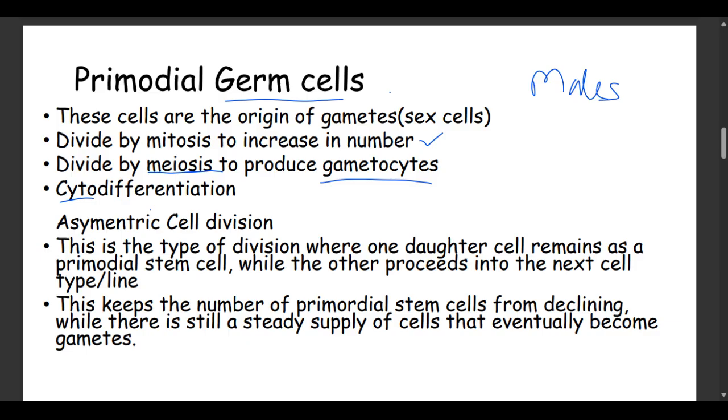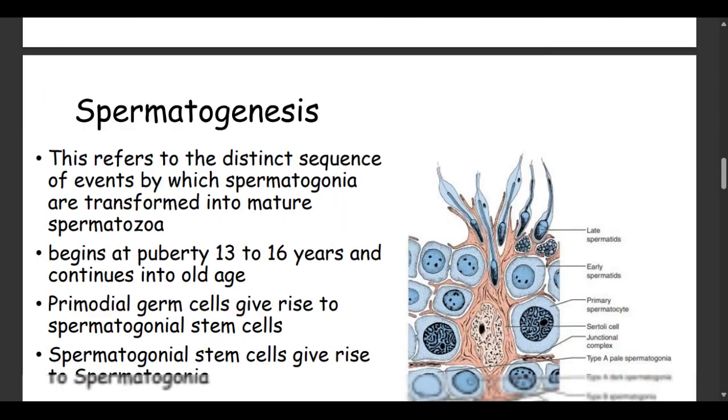But in males, there is what is known as asymmetric cell division. This is where one daughter cell remains as a primordial stem cell, while the other proceeds into the next cell type or cell line. This was explored in the previous video. What that means is that you have a constant supply of new cells while the primordial cell population still remains.